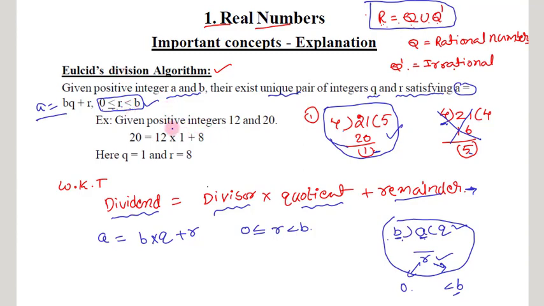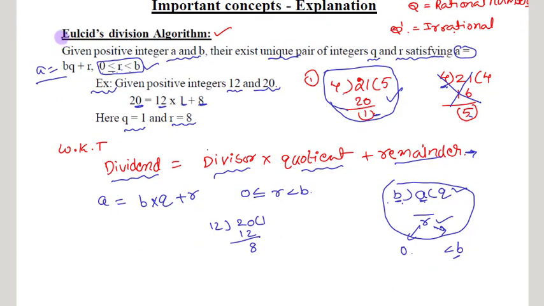Let us observe an example. If you take two positive integers 12 and 20, on dividing 20 by 12, we can subtract 12 from 20 only once, so you get a remainder of 8. That means 20 is equal to 12 into 1 plus 8. Here the quotient is 1, the remainder is 8. So the division algorithm is an equation form of writing the division.